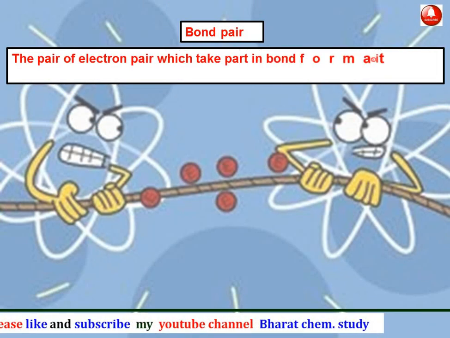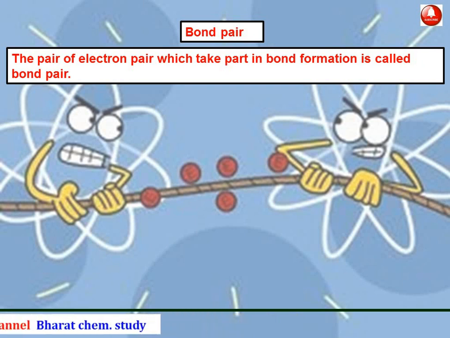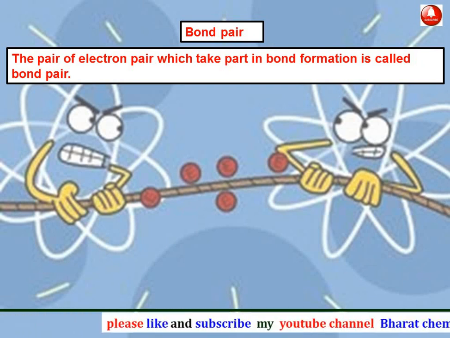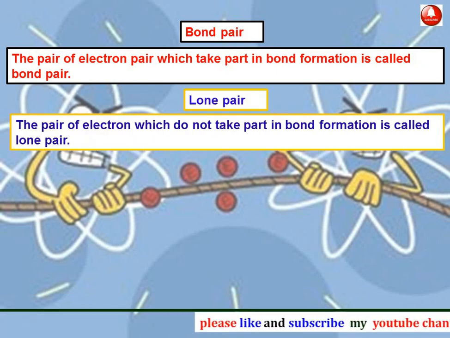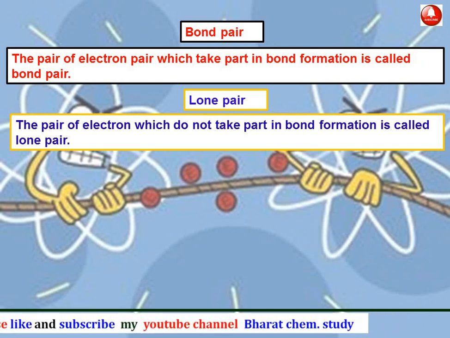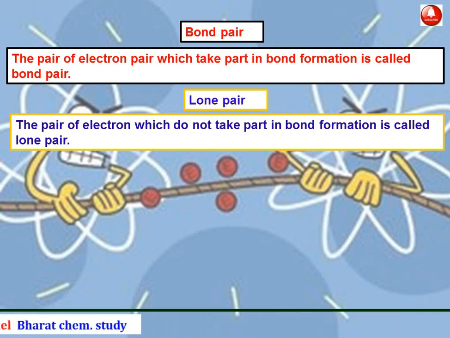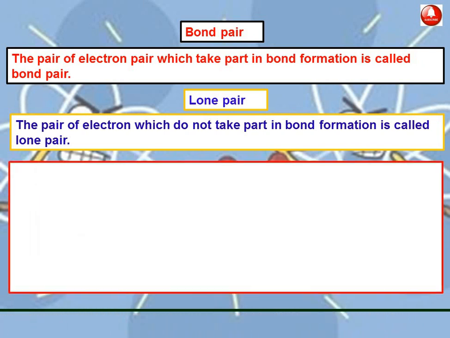Bond pair. The pair of electrons which take part in the bond formation, or the shared pair of electrons, is called a bond pair. Lone pair. The pair of electrons present on an atom which do not take part in the formation of a bond is called a lone pair. So let's understand this by example.